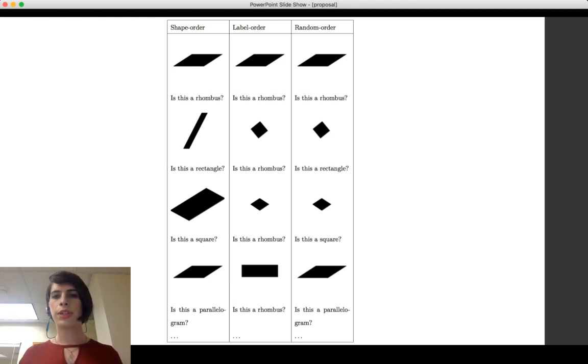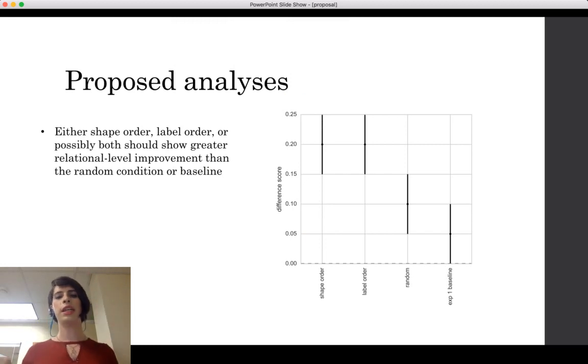So I have 2 proposed analyses here. The first is that either the shape or label order or both are expected to show greater relational level improvement than the random condition or the baseline. This is simply because, as I said, these orders should respect the representation of the relational level, and if that's true, then we should get better learning, even though the examples are coming in at the object level.